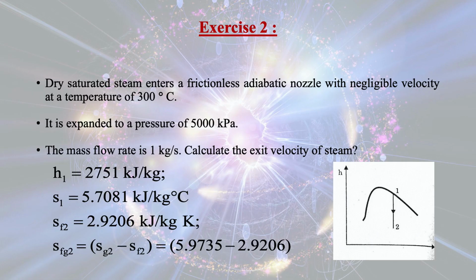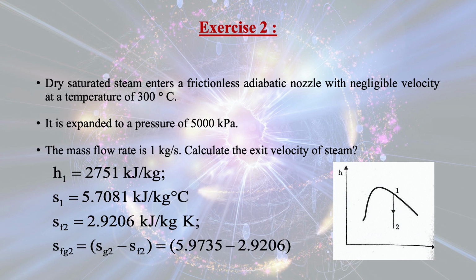Now let us take up another problem. Dry saturated steam enters a frictionless adiabatic nozzle with negligible velocity at the temperature of 300 degrees centigrade. It is expanded to a pressure of 5000 kilopascal. The mass flow rate is 1 kg per second. Calculate the exit velocity of steam.